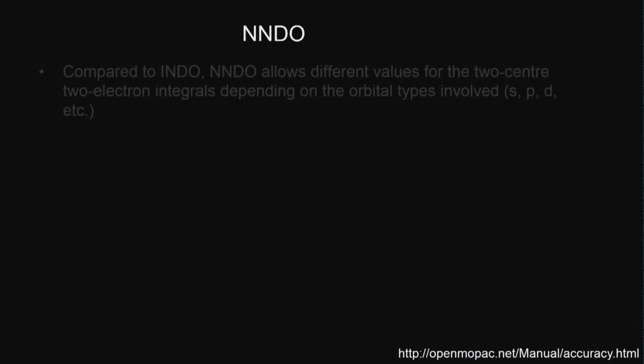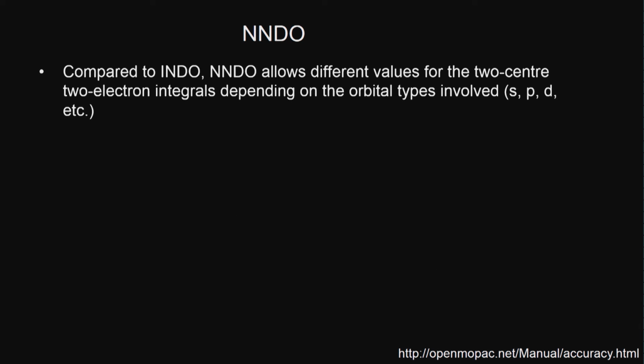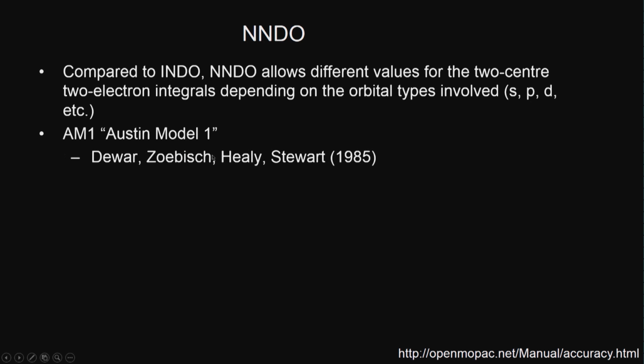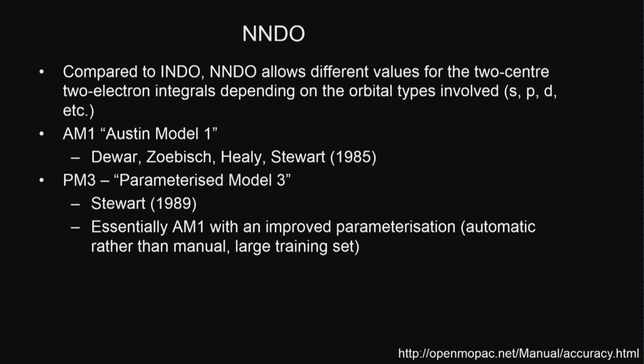Then comes NDDO. Compared to INDO, NDDO allows different values for the two-centered 2-electron integrals depending upon the orbital type s, p, d, etc. You have the AM1, Austin Model 1, which was developed in 1985 by this group, and then we have PM3, a parameterized model, again by Stewart in 1989. It is AM1 with an improved parameterization, automatic rather than manual, with a large training set. So they used a larger training set to get the parameters for this model.